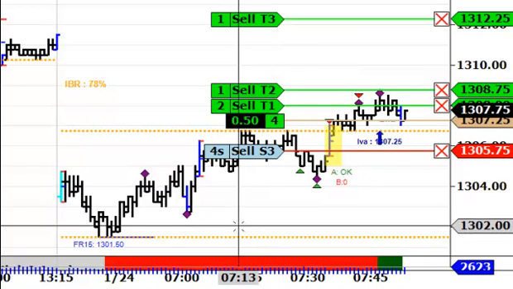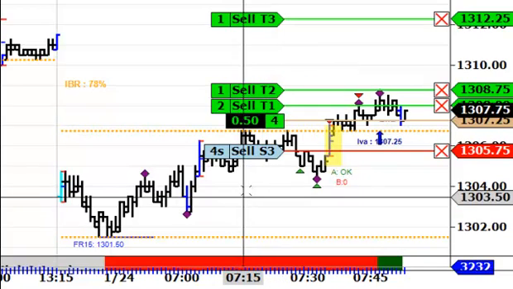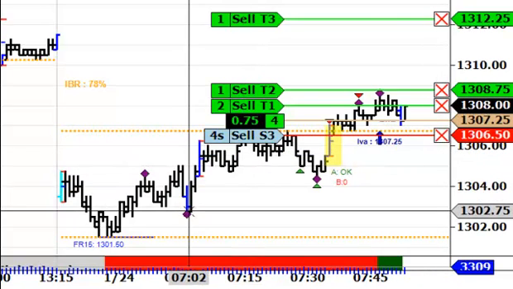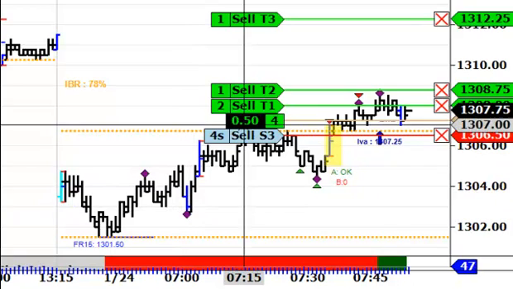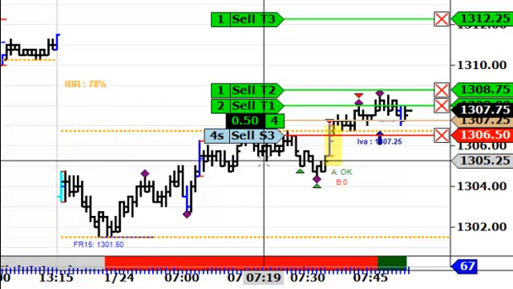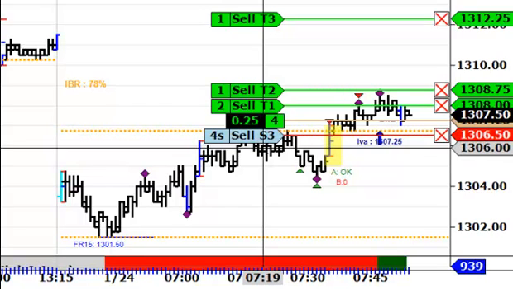You can see our initial protective sell stop is right here at 1305.75, and that's for 4 contracts. Okay, so the market just bounced and hit our first objective. Even though we haven't been filled, you can see our stop has been adjusted upward to 1306.50.